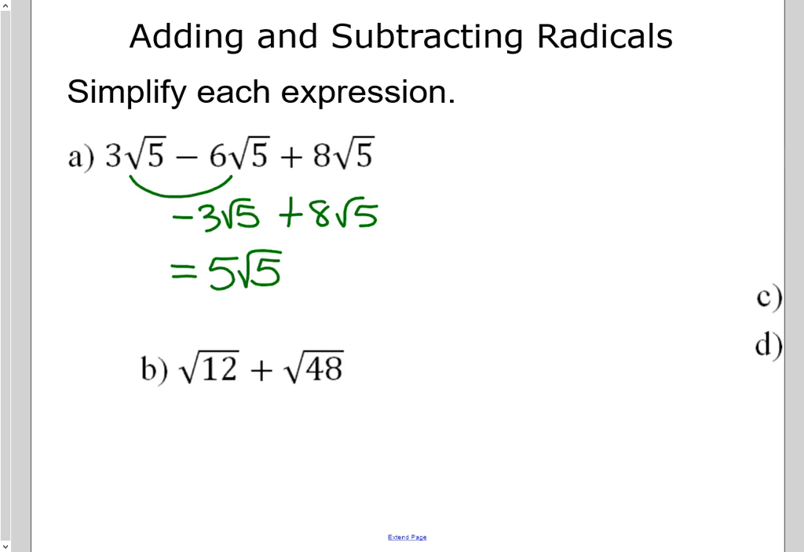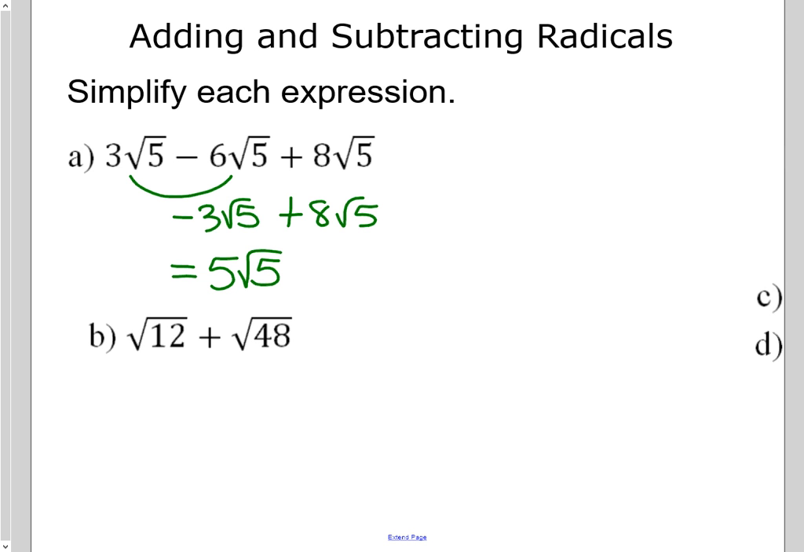Let's try another one. This one, at first glance, tells me that I cannot simplify it at all. But let me change these from entire radicals to mixed radicals and see what we get. 12 is the same thing as 4 times 3. So root 4 times root 3, so 2 root 3.